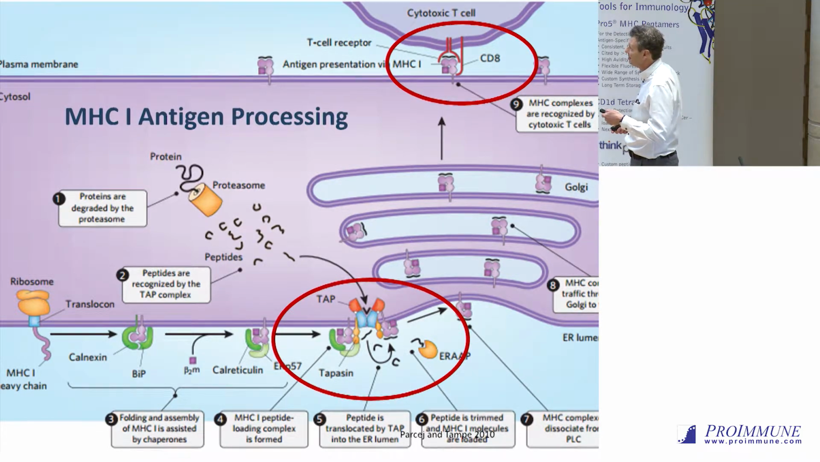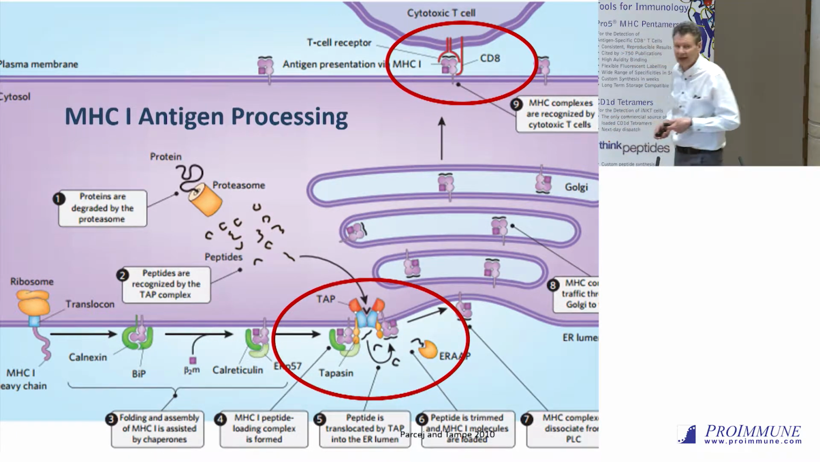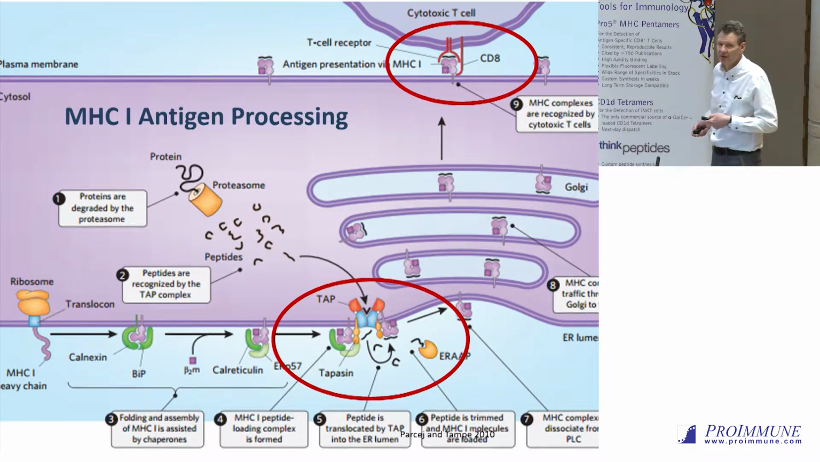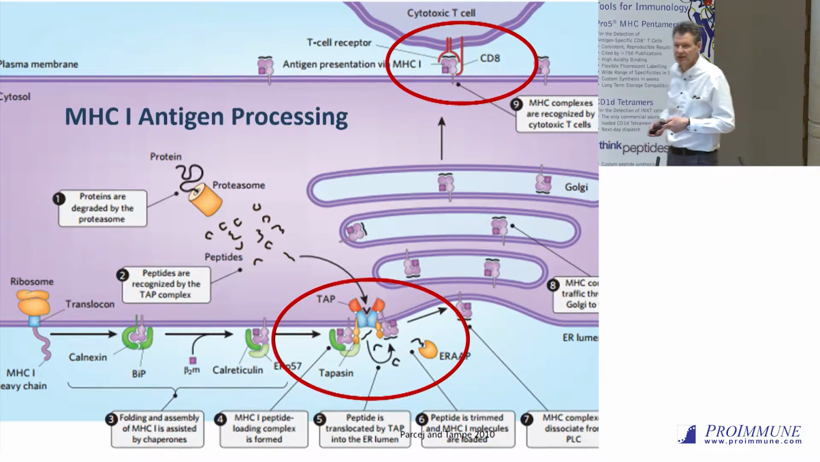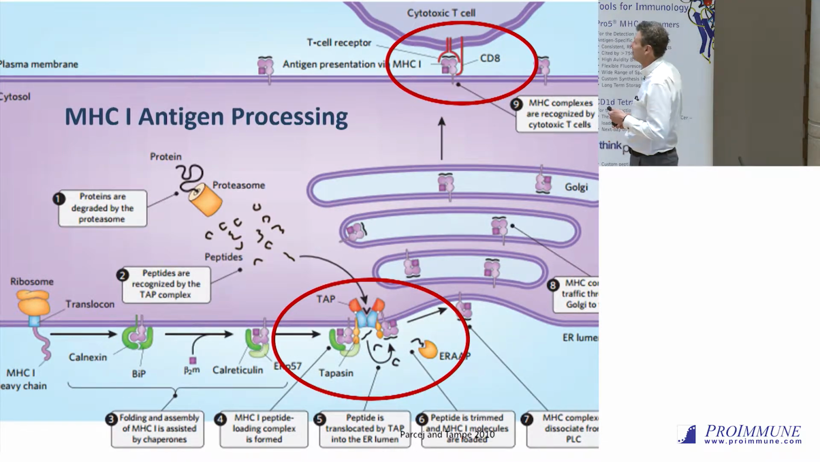I'm not going to go into detail, but it's synthesized into the ER, assembles with beta-2 microglobulin in a chaperone-dependent way, and becomes part of a large protein complex around a transporter that is transporting peptides that are generated in the cytosol, probably primarily through the action of proteasome, into the lumen of the endoplasmic reticulum. And this is a sort of co-assembly process between peptide and newly synthesized glycoprotein, MHC class 1.